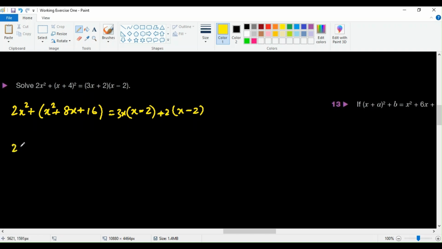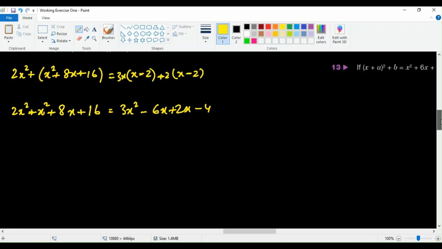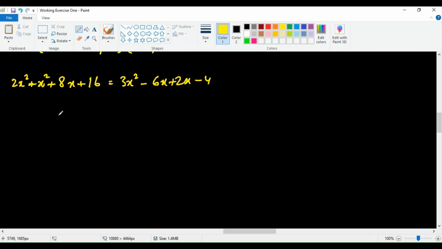So this is going to give us 2x square plus x square and plus 8x plus 16 on the left hand side, and when it comes to right hand side, it's going to be 3x square minus 6x plus 2x, and plus minus is a minus 4. Now we simplify, bringing the like terms together. So it's going to give us 3x square plus 8x plus 16 equals 3x square and minus 4x minus 4. So this is more simplified.